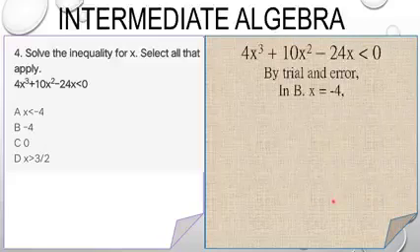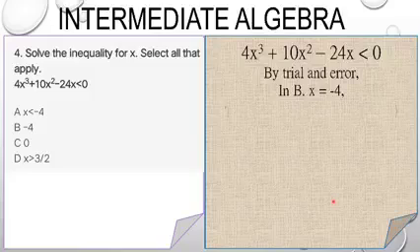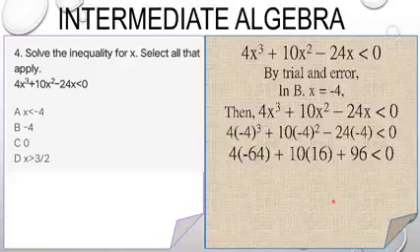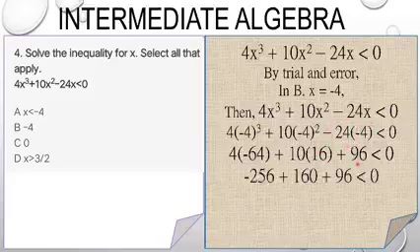Sabi dito yung B natin, x is equal to negative 4. So, gamit yung inequality, lahat ng x magiging negative 4. Then, substitute natin, or simplify natin yung exponent. So, negative 4 cubed is negative 64. Yung negative 4 squared is positive 16. Negative 4 times negative 24 is positive 96. Simplify lang. 4 times negative 64 is negative 256. The product of this is negative 160, then add 96. Using calculator, the answer is 0.